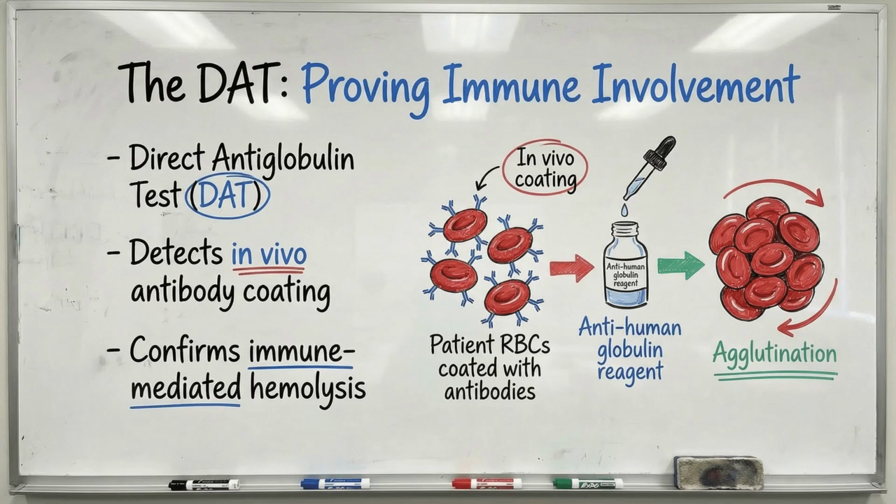It's a critical step in differentiating immune hemolytic anemia from other causes. And it tells us that the problem isn't with the cell itself, but with something attacking it from the outside. But immune attacks aren't the only external threat to red blood cells.